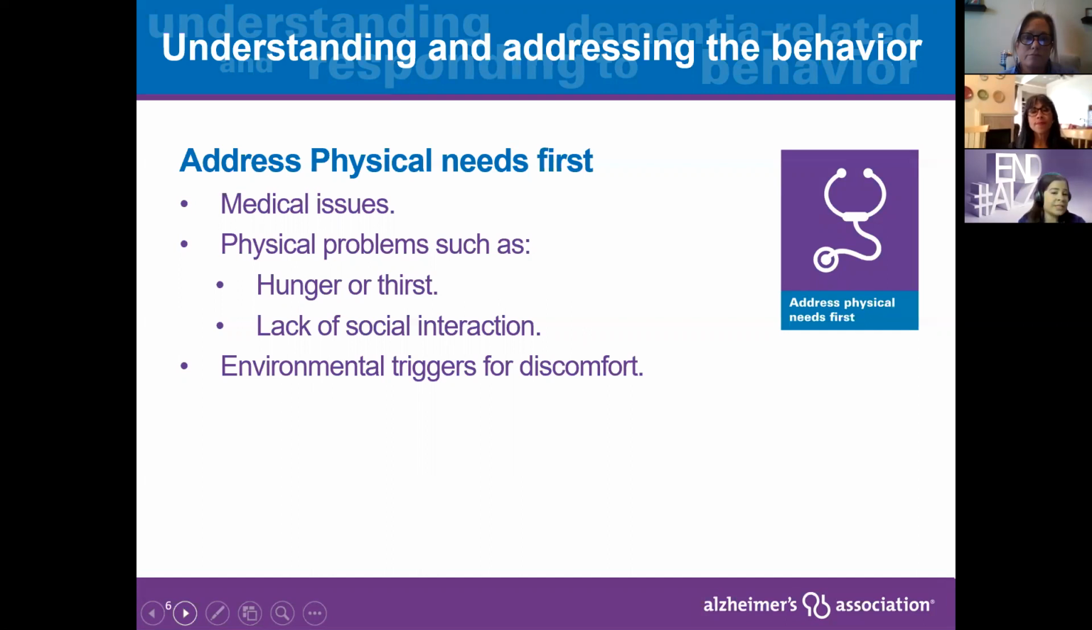So address the physical needs first, right? If there's any medical issues, let's address them. Physical problems: are they hungry? Are they thirsty? Did they have their breakfast, their lunch? Why would they be hungry again? Do they have diabetes? So maybe we can't jump into another meal, right? Or we need to be selective with the snacks and things like that. And so that would be something that we want to address first. Lack of social interaction.